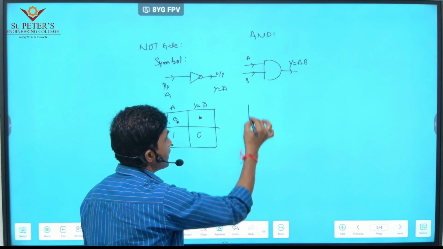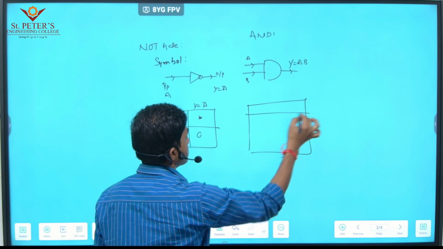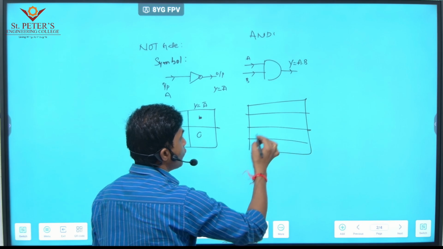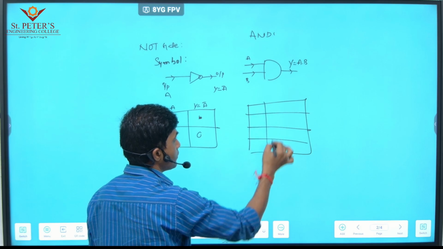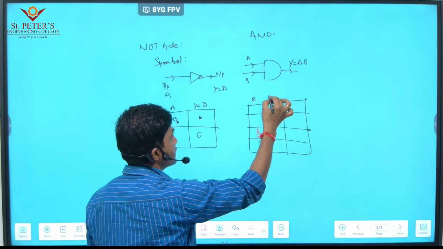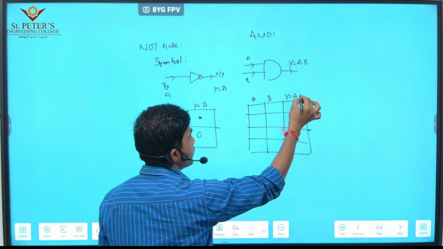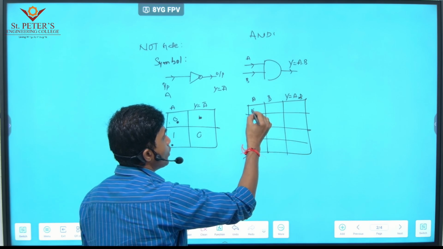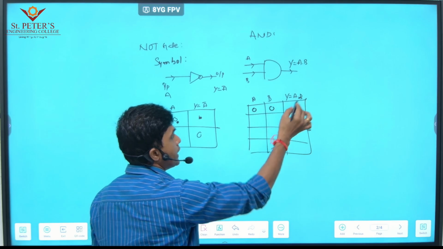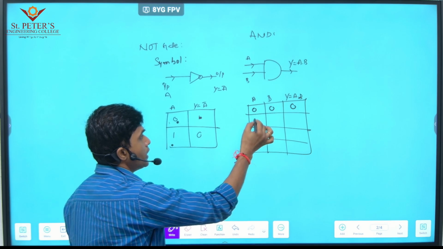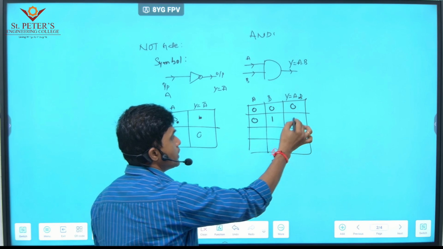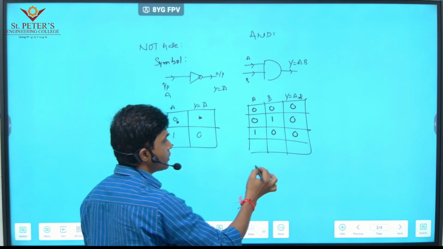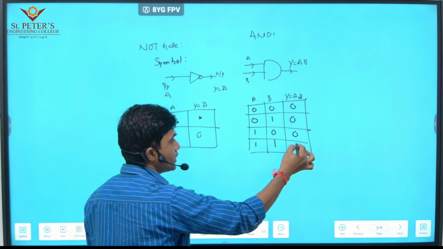The truth table of AND gate is, here we have two variables A and B, so we are going to get 4 combinations. This is for A, this is for B, and output Y is equal to A dot B. A equal to 0 and B equal to 0, A dot B, the result is 0. If A equal to 0 and B equal to 1, the result is 0. A equal to 1, B equal to 0, result is 0. A equal to 1, B equal to 1, the result is 1.